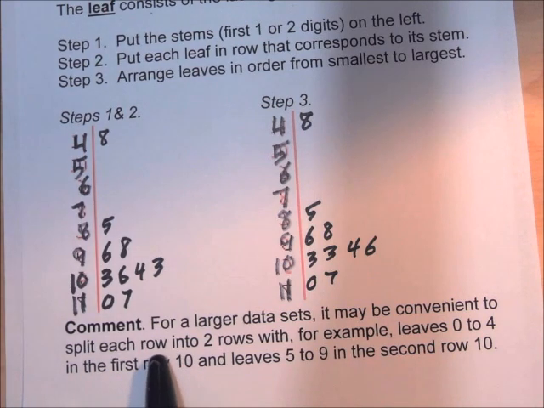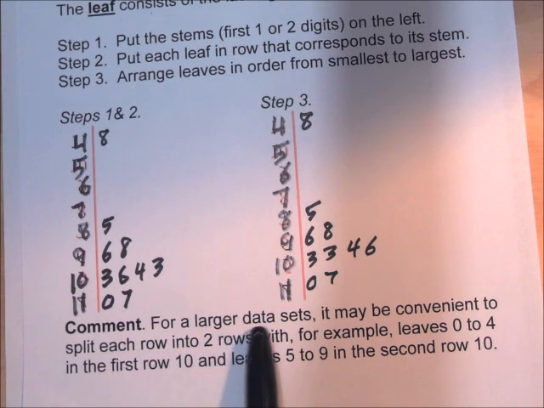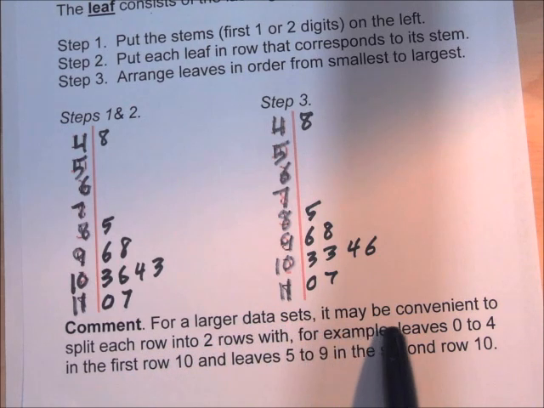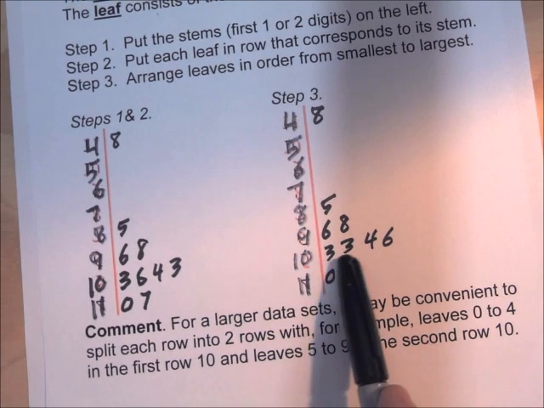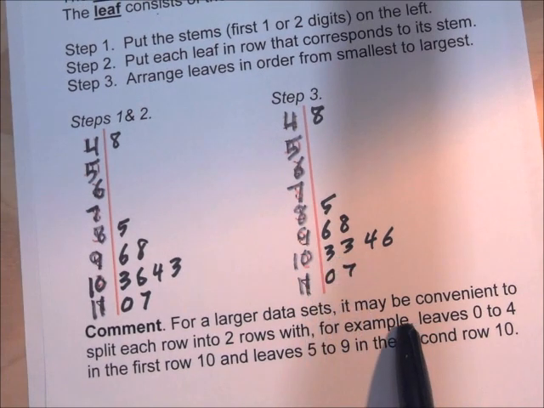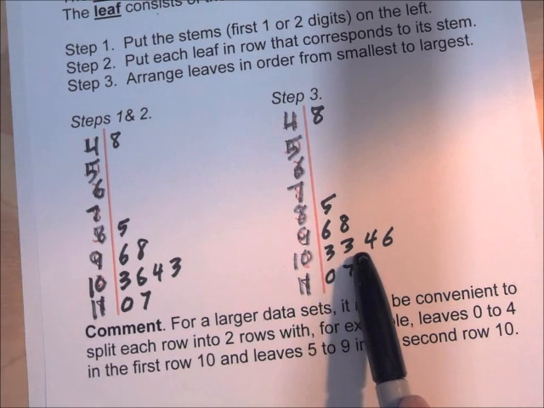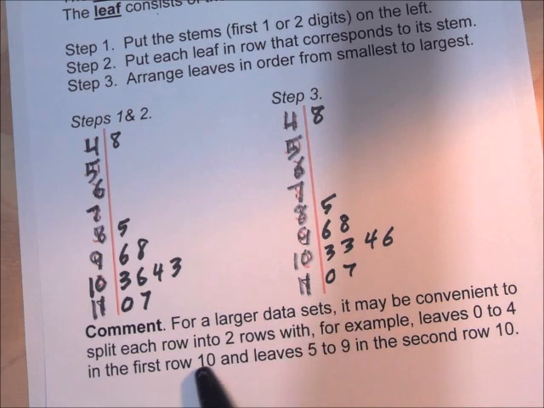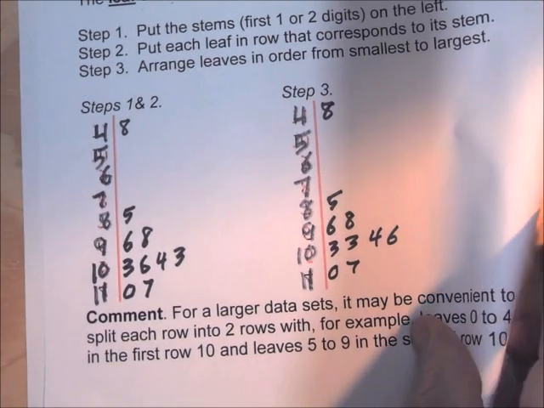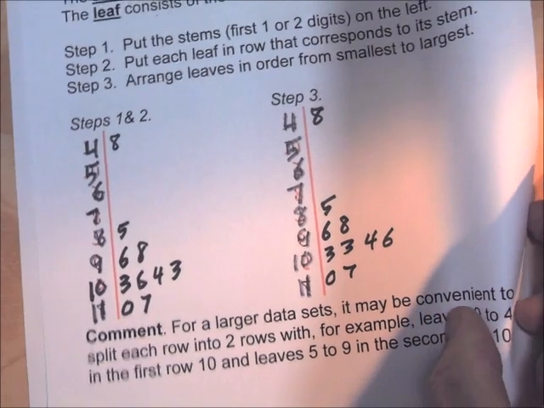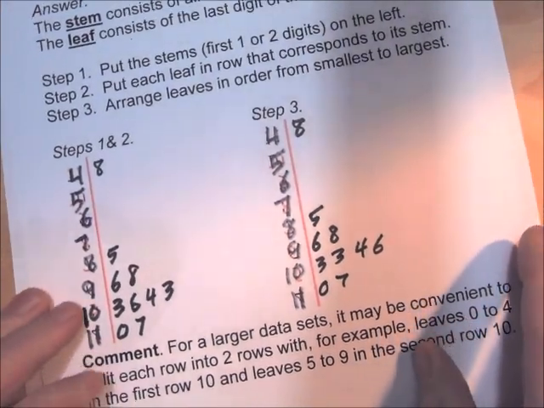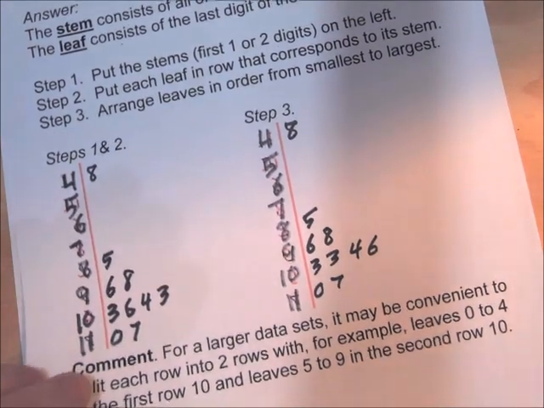Just a comment here, for larger data sets, sometimes they split each row into 2 rows, and for example, in row 10, if we split this in 2 rows, we'd have the lower numbers in the first row 10, so leaves 0 through 4, that'd be 3, 3, and 4 would go in the first row 10, and leaf 6 would go in the second row 10. 5 through 9 goes in the second row. So that's with the larger data sets. You might want to do a split stem plot.